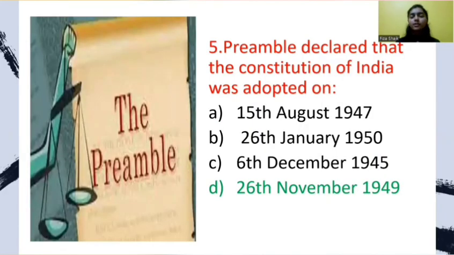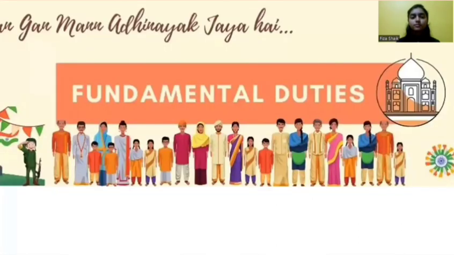Question number 5. Preamble declared that the Constitution of India was adopted on option A, 15th August 1947, option B, 26th January 1950, option C, 6th December 1945, or option D, 26th November 1949. Preamble declared that the Constitution of India was adopted on 26th November 1949. So the correct option is option D.